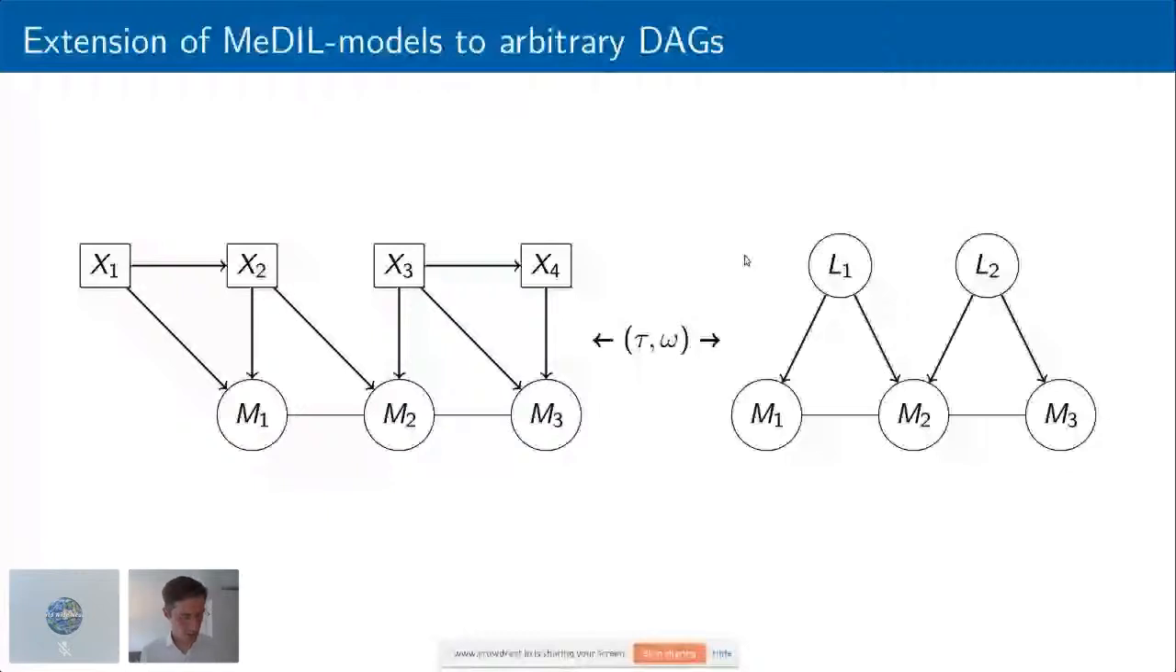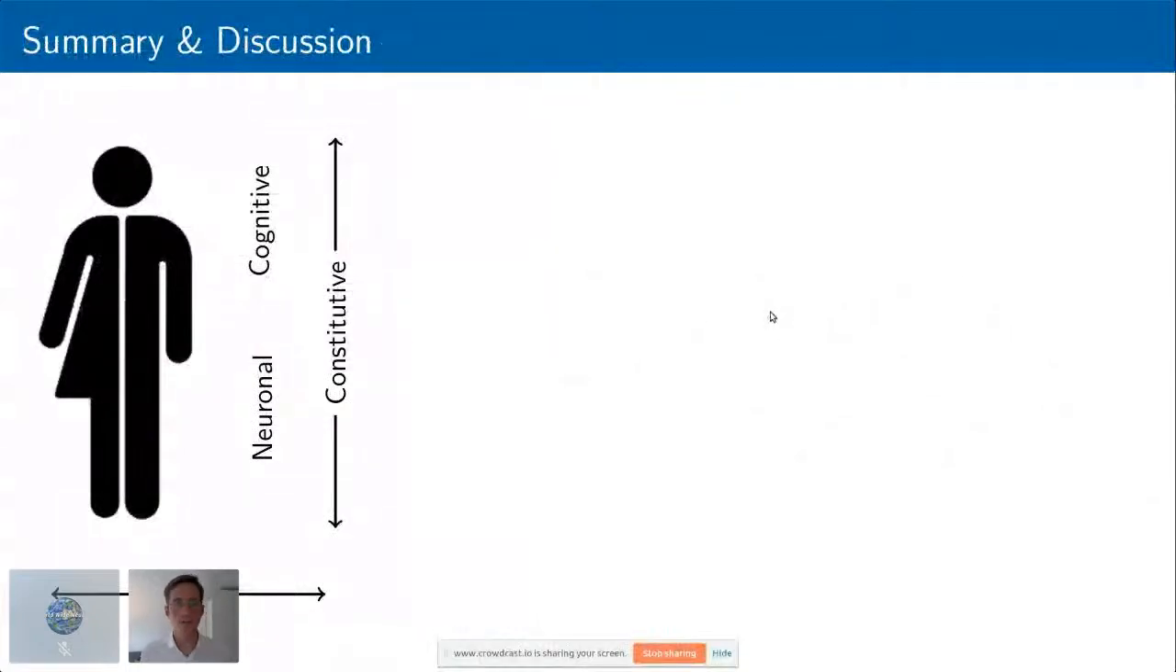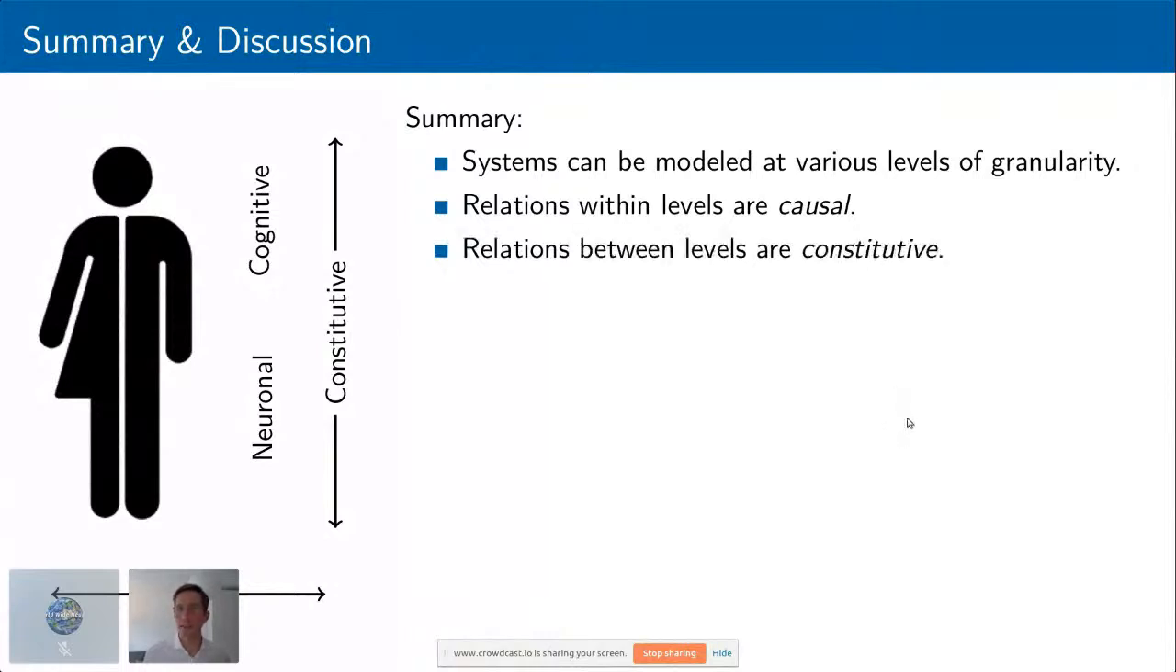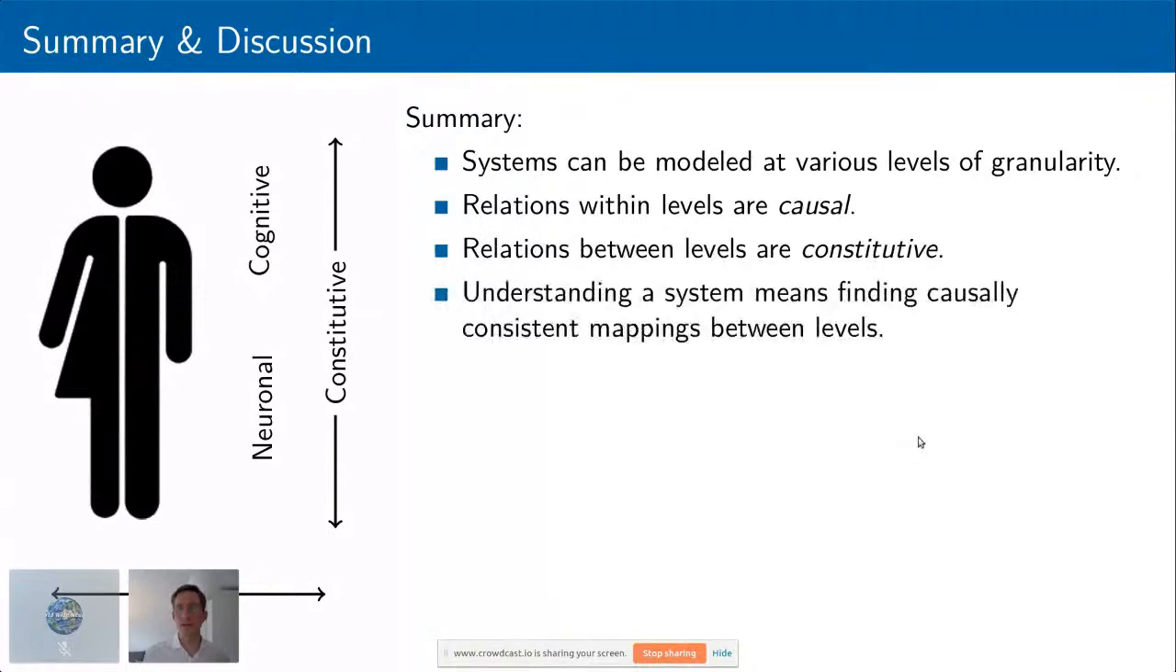So with that, I would like to come to a conclusion. I've argued that systems can be modeled at various levels of granularity, and that relations within each level are causal, and relations between levels are constitutive. And if we want to really understand a system, that actually means that we want to find causally consistent mappings between these levels.